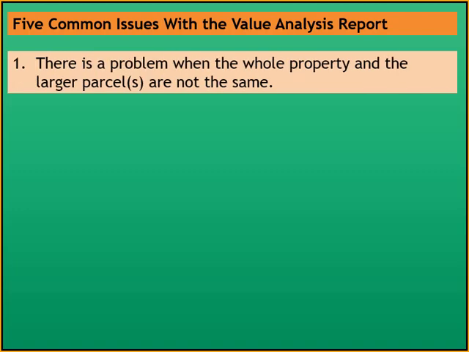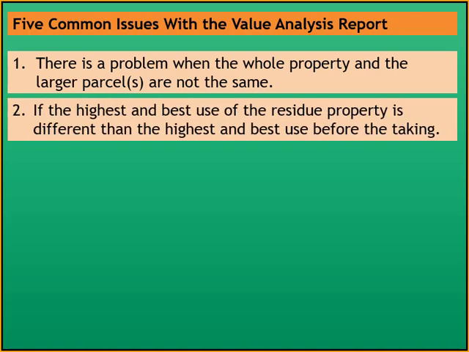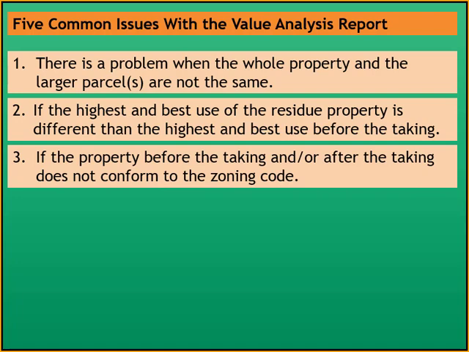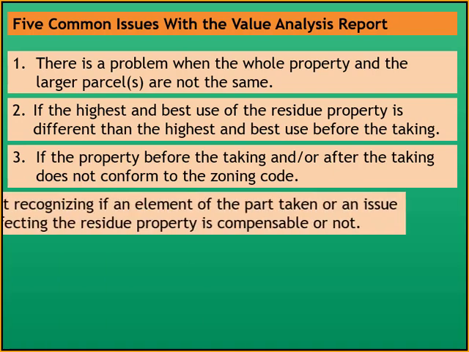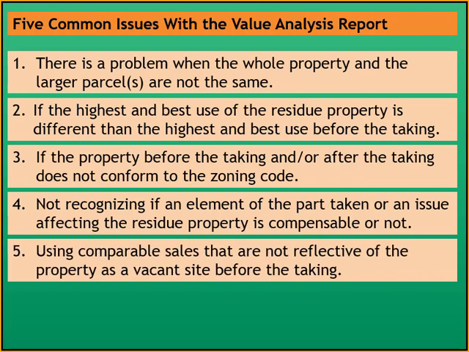Here are those issues. Number 1, there's a problem when the whole property and the larger parcels are not the same. There's a problem if the highest and best use of the residue property is different than the highest and best use before the taking. There is a problem if the property before the taking and/or after the taking doesn't conform to the zoning code. There's a problem of not recognizing if an element of the part taken or an issue affecting the residue property is compensable or not. And there's a problem using comparable sales that are not reflective of the property as a vacant site before the taking.